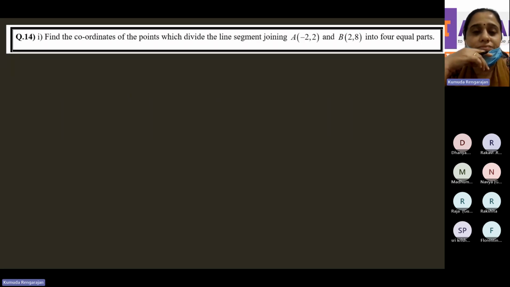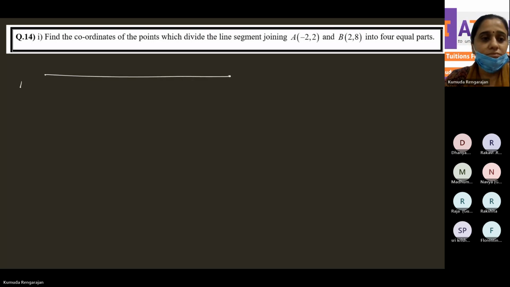Try this one. Find the coordinates of the points which divide the line segment joining A and B into 4 equal parts. Four equal parts. So then you need 3 points on it.